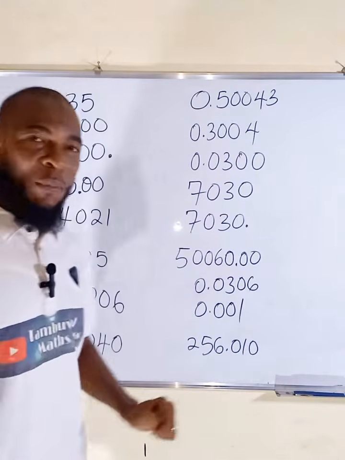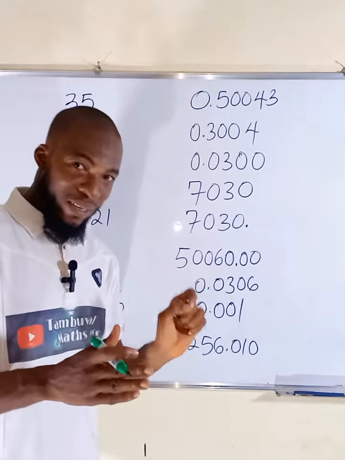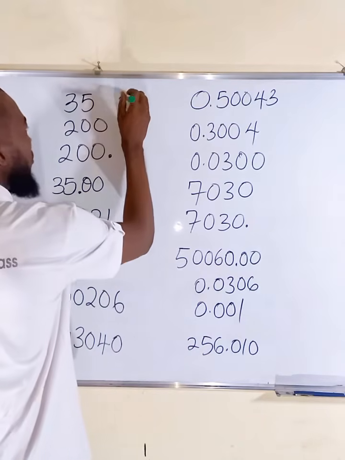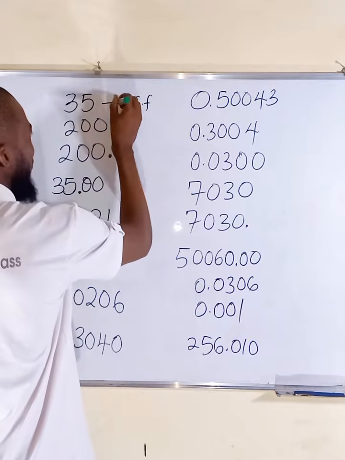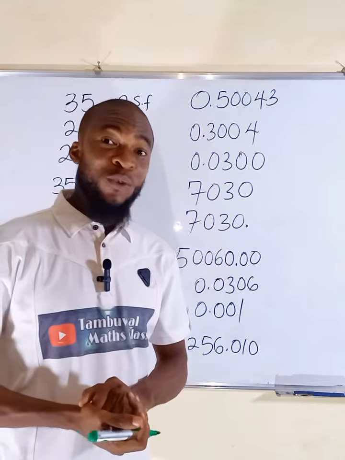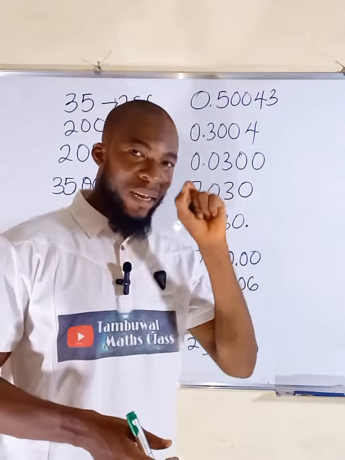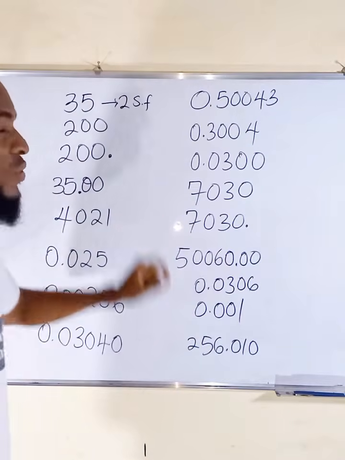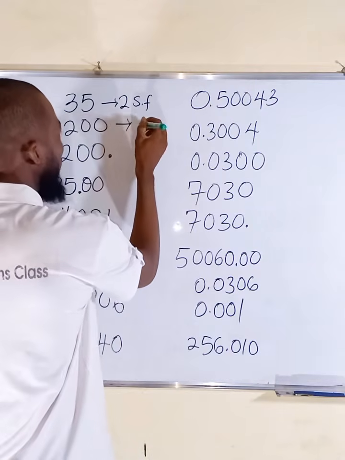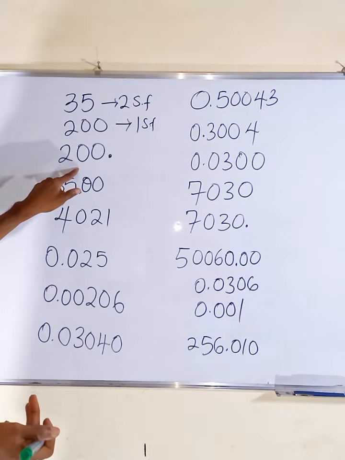We have 35 here. How many significant figures are here? Remember I told you all natural numbers are significant. Therefore, 35 has two significant figures. What about 200? Remember I told you trailing zeros are not significant unless the number contains a decimal. But this 200 does not contain a decimal. Therefore, we have only one significant figure here, which is 2. One significant figure.